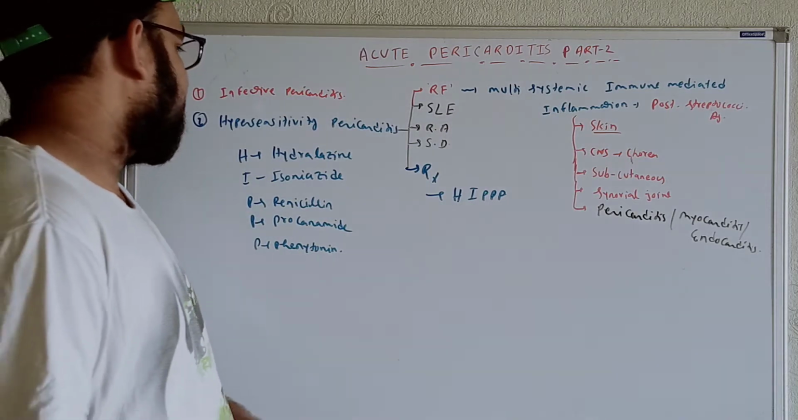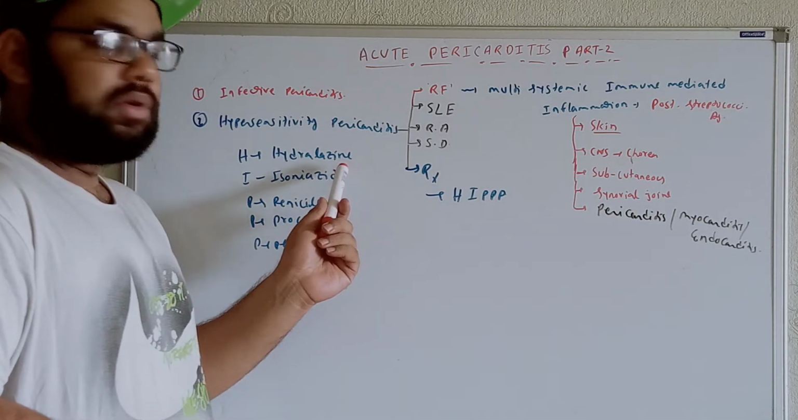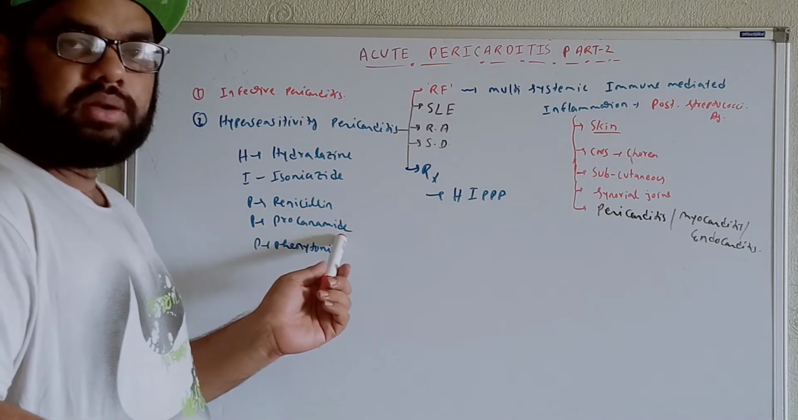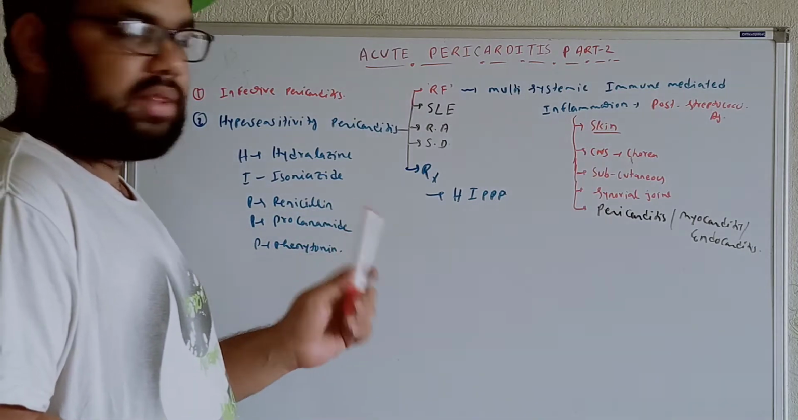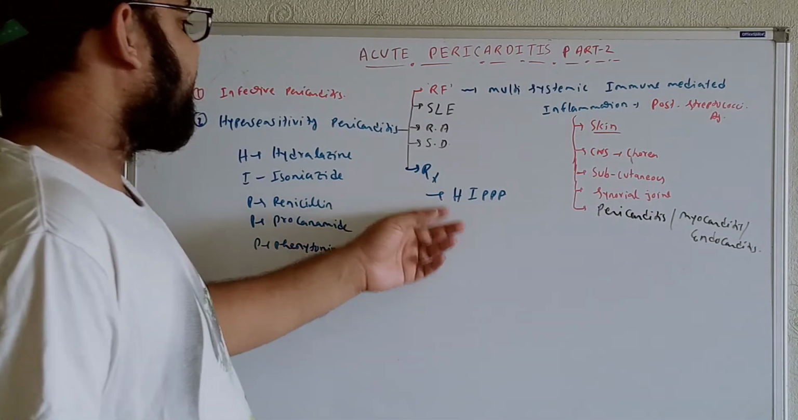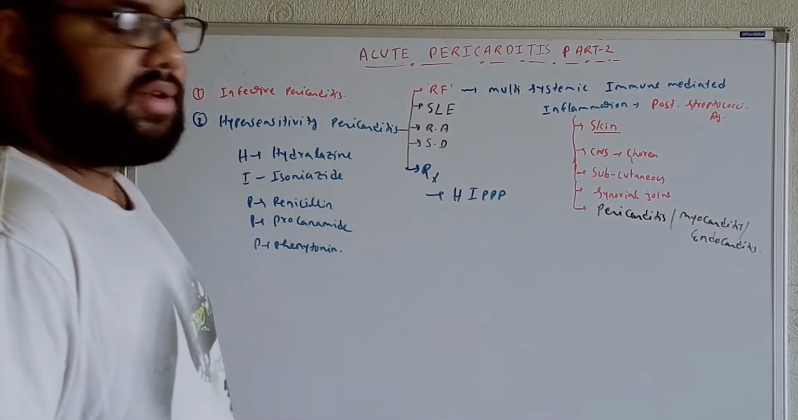I am repeating once again. We can get the drugs hydralazine, isoniazid, penicillin, procainamide, and we can also get the what? Phenytoin. Okay, this group of drugs can also cause pericarditis. So this is drug induced development of pericarditis.